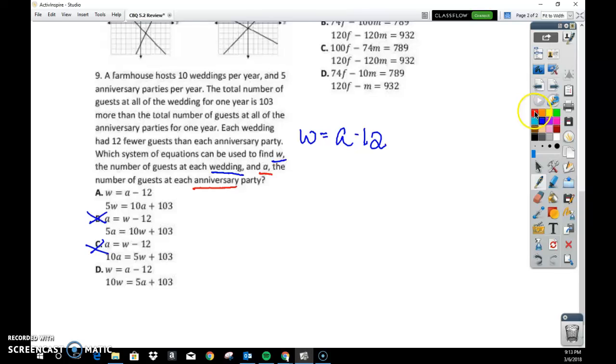Now look at what our answer choices say. 5 weddings. Well, the problem tells us that there's 10 weddings per year, not 5. And that's what this one has, 10 weddings. So the answer choice would be D. A would be wrong. Use the word problem to help you out.